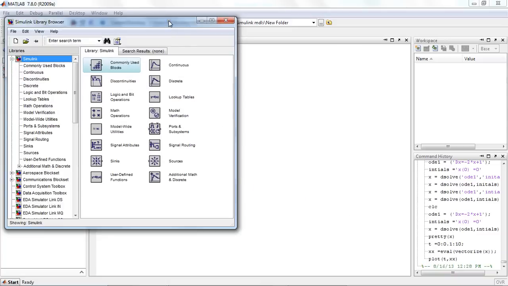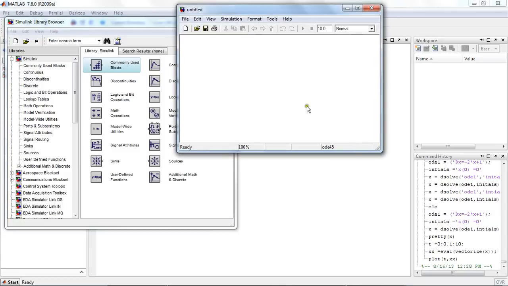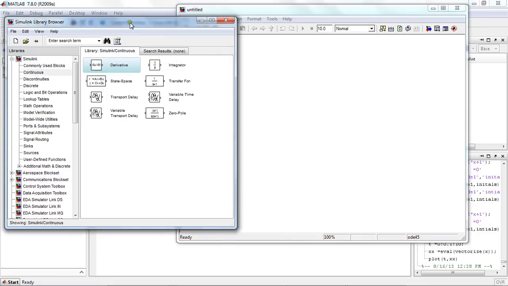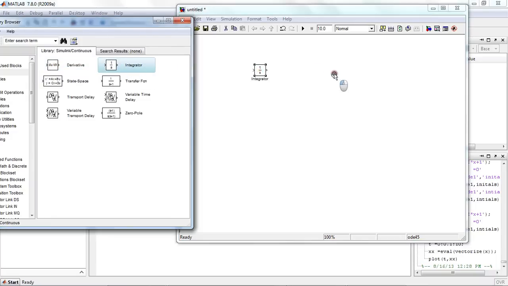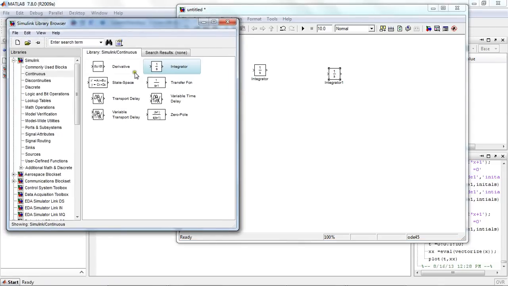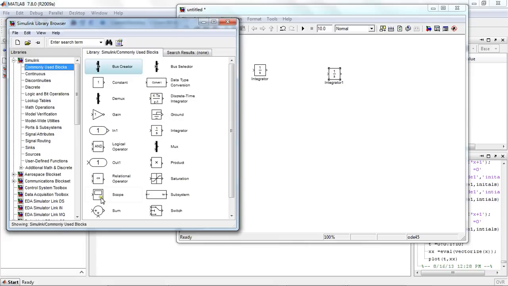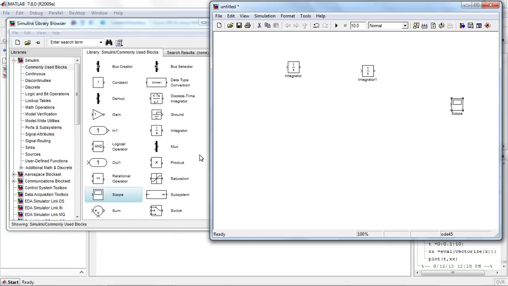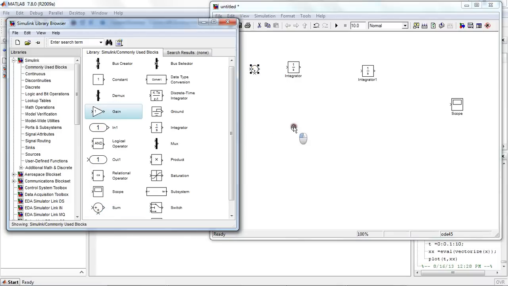Okay, so let's try to arrange the components in the model. New model, we'll click a new model. We have a new model over here. We'll use blocks. Okay, we need one integrator, the other integrator is there. Okay, what else we need? Let's look at this. We need a scope. Is there. We do not need this. What else we need? Summation sign is there. We need one gain.